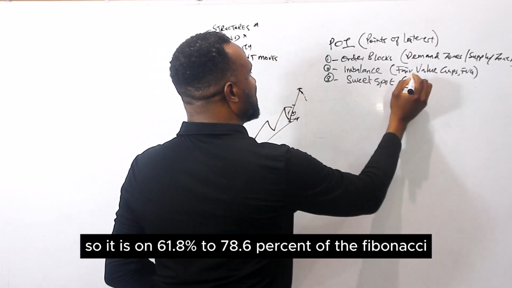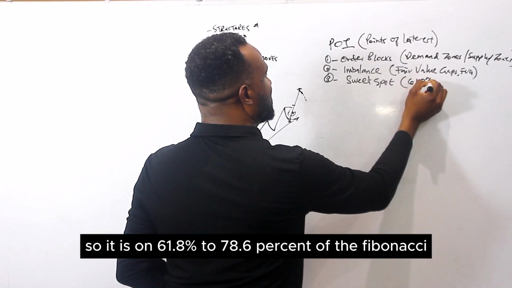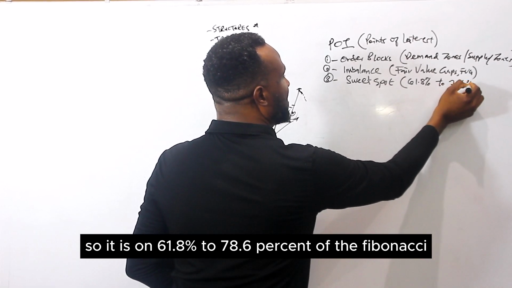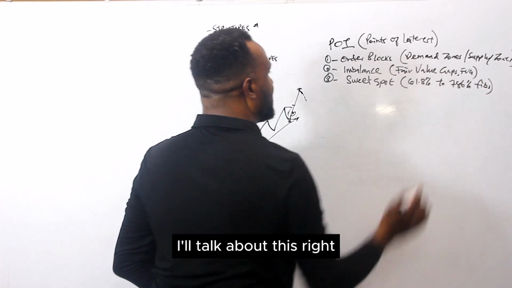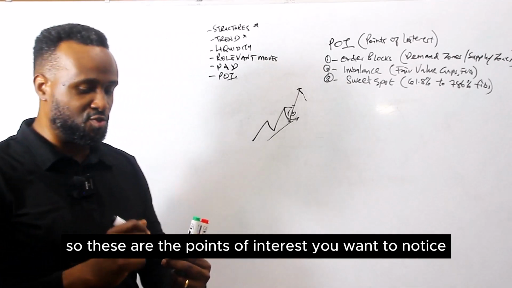And then the third one is what I refer to as sweet spot. So it is on 61.8% to 78.6% of the Fibonacci fibs. I'll talk about this, right? So these are the points of interest you want to notice.